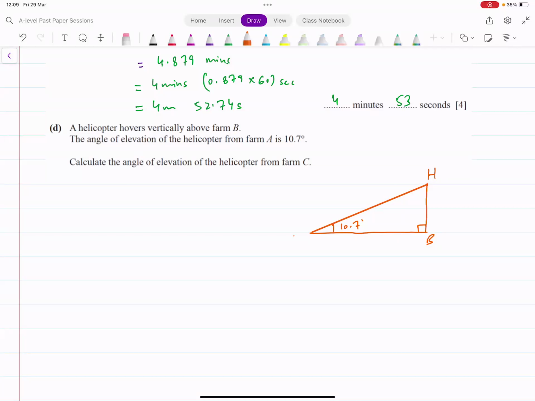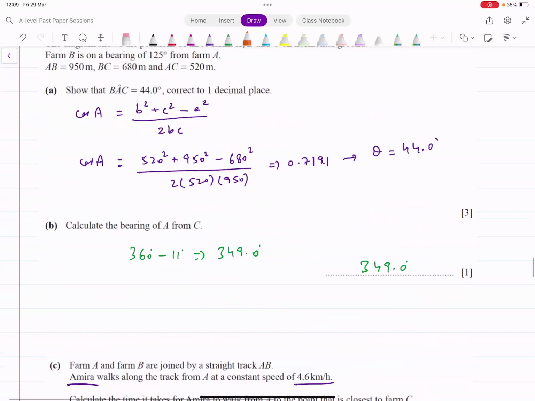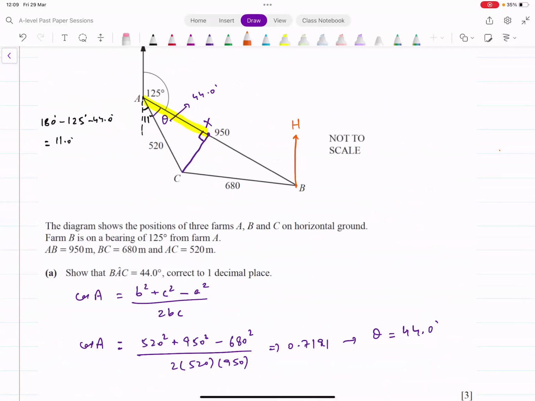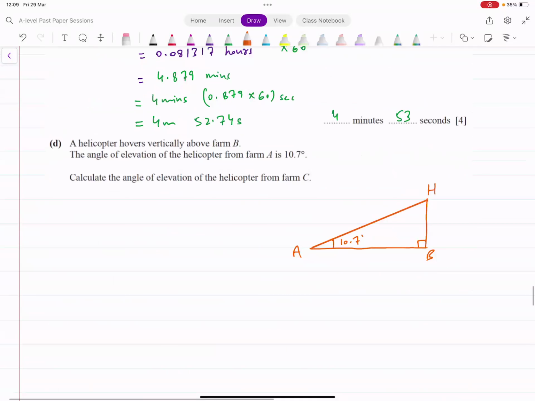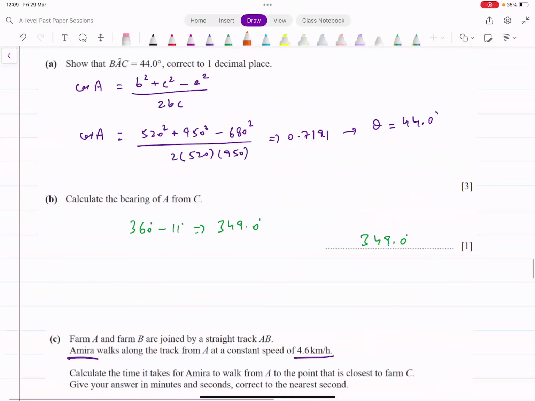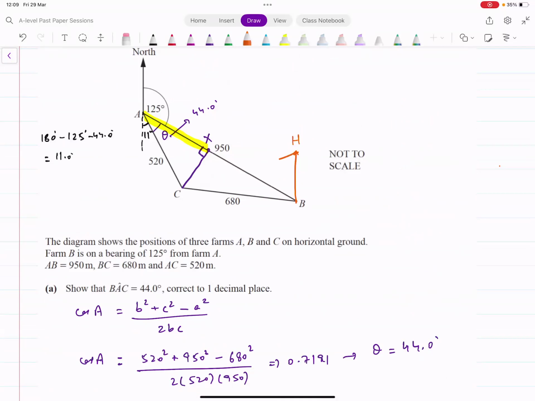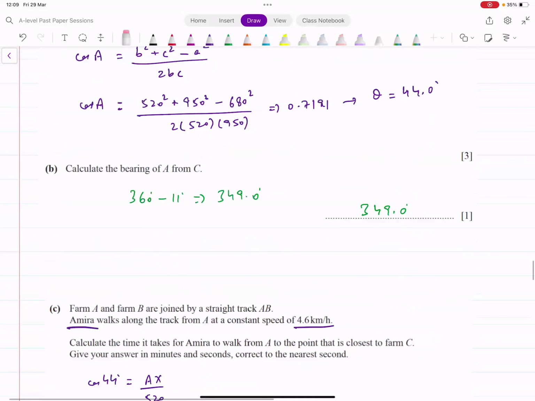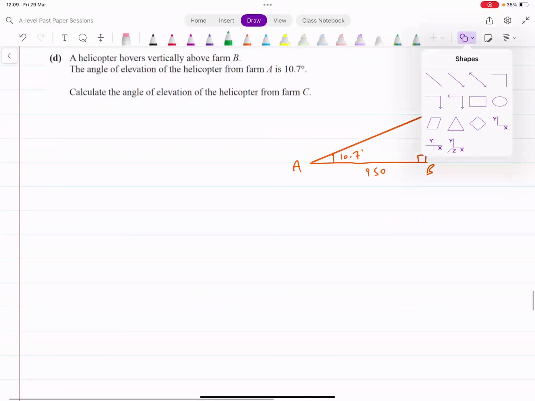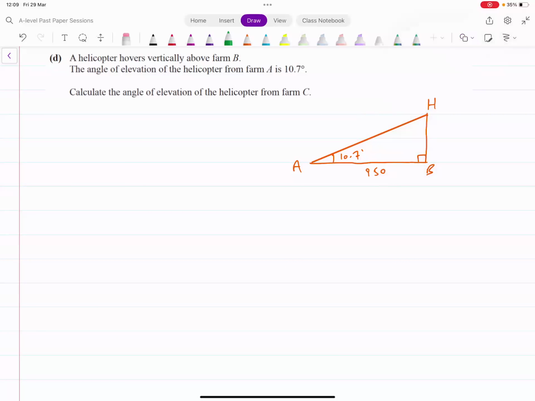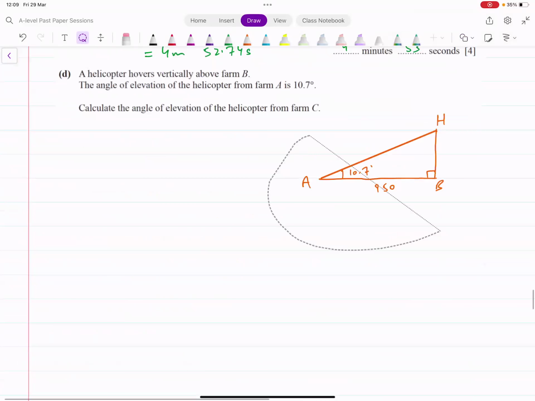And this point was A. This is given. Now, what information do we have about this triangle? Do we know the length AB? AB length is 950 meters. We know this length. We want to find the angle of elevation of the helicopter from farm C. So from C as well, we're going to have a right angle triangle here, again because at point B we're going to have a right angle. So we can make another one. Let's have another right angle triangle. It might look like this.